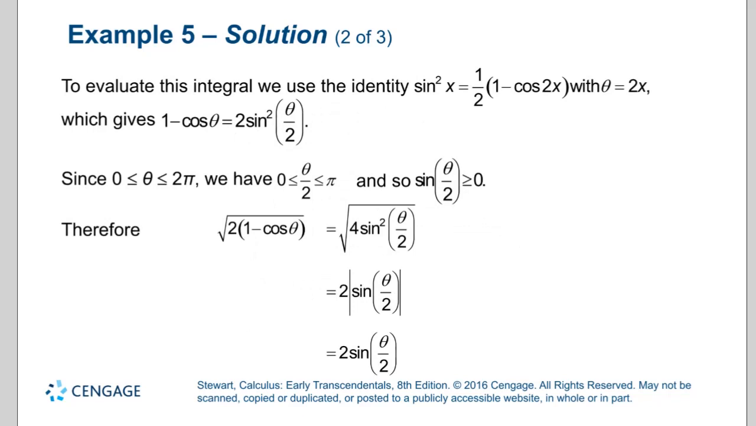To evaluate this integral, we have to get rid of the square root. One of the identities that we have is sine squared x equals 1/2 times (1 minus cosine 2x). It's pretty similar to what I have inside. If we manipulate it a little bit, I can get 1 minus cosine theta equals 2 sine squared theta over 2. By plugging that in, I now have the square root of 4 sine squared theta over 2. Now I can take the square root, and I get 2 sine theta over 2.